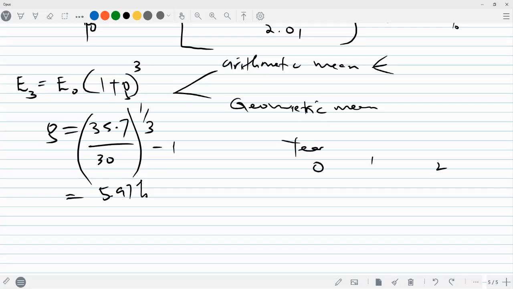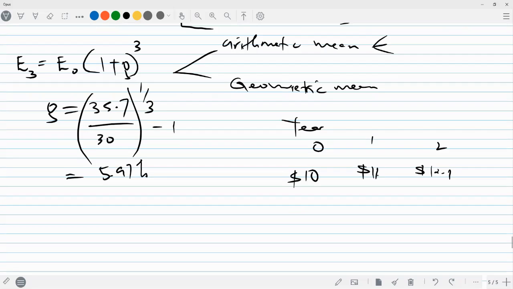The price, for example, of a commodity in year 0, that is today, is $10. We'll be told that every year it is increasing by 10%. Therefore, in year 1, the price will be equal to 11. Then year 2, it will be equal to 12.1. I'm assuming that every year the price is increasing by 10%. So the price in year 1 will be 11, and the price in year 2 will be 12.1.